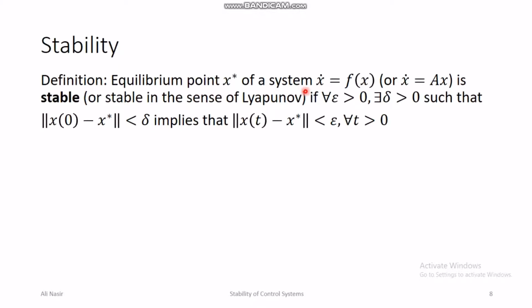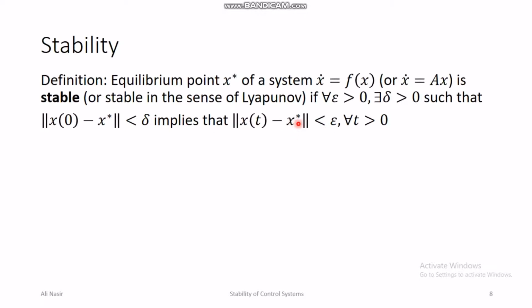if for all epsilon greater than 0 there exists delta greater than 0, such that if the distance between the initial condition and the equilibrium point is less than delta, then this implies that the distance between x of t for all time and the equilibrium point will be less than epsilon, and there should be a delta for every possible epsilon. No matter how small epsilon is chosen, there should be a corresponding delta, so that if you start within delta distance from the equilibrium point, you stay within epsilon distance from the equilibrium point.